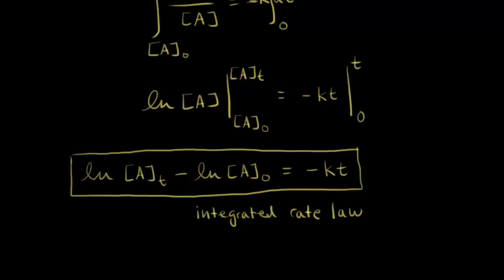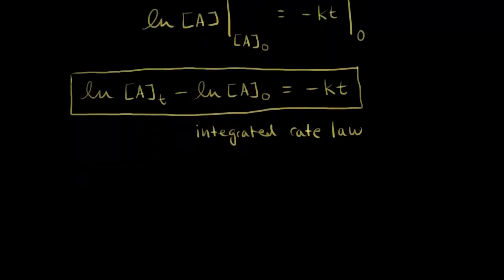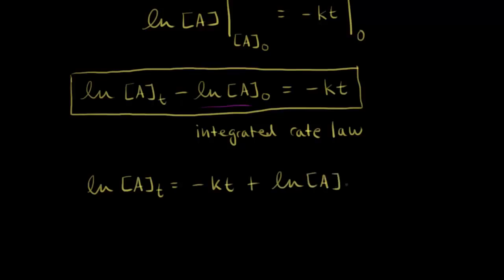And let's go ahead and rearrange that a little bit. All right, let's add the natural log of the initial concentration to the right side. So let's rearrange that, and therefore we get natural log of the concentration of A at some time t is equal to negative kt plus the natural log of the initial concentration of A. And the reason why I wanted to rearrange this is so you can see that this follows the graph of a straight line. Think about y is equal to mx plus b.